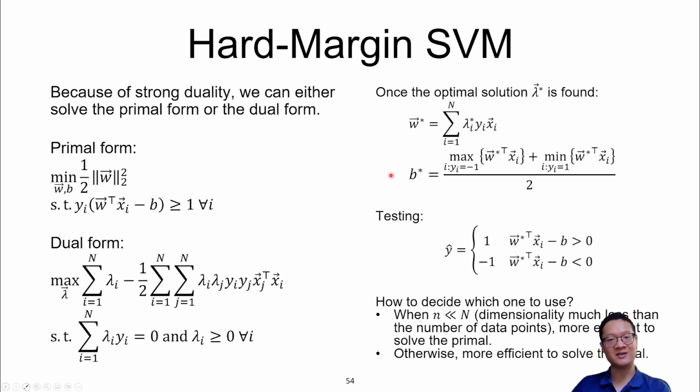After we obtained a model, we did some simple thresholding to perform testing. So y hat simply equals 1 or -1, depending on whether w star transpose x_i minus b is greater than or less than 0.